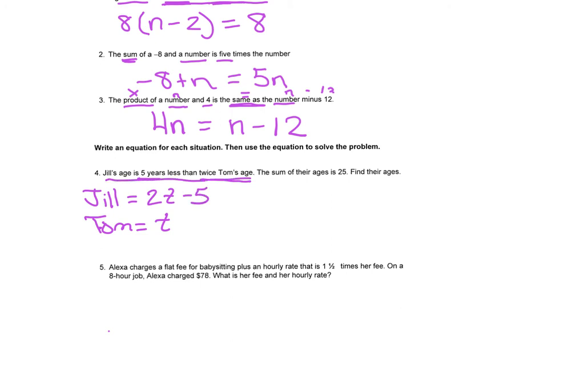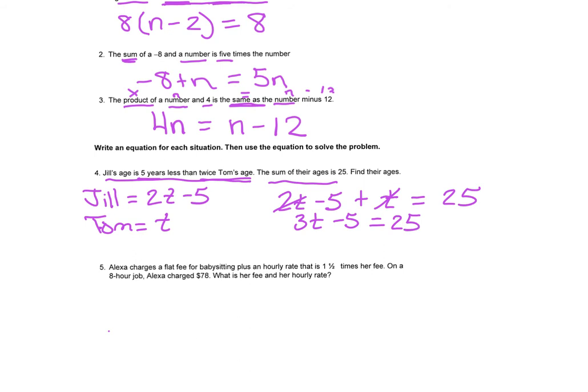So we defined what our variables are. 2t minus 5 is Jill, and Tom is just t. Now we know the sum of their ages is 25, so we're going to add those together. 2t minus 5, that's Jill, plus Tom is going to equal 25. Combine your like terms. 2t and t gives us 3t. We still have minus 5 equals 25.